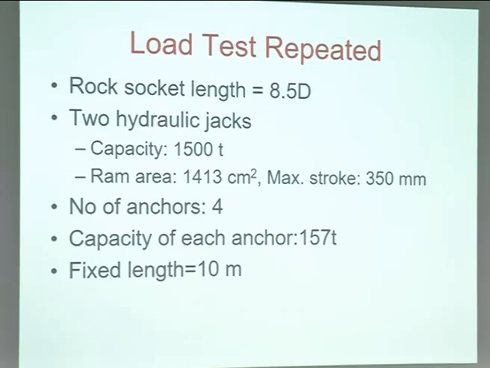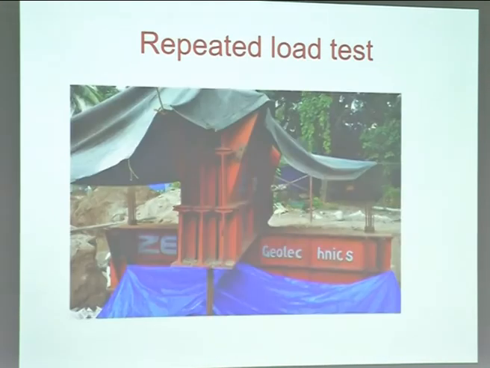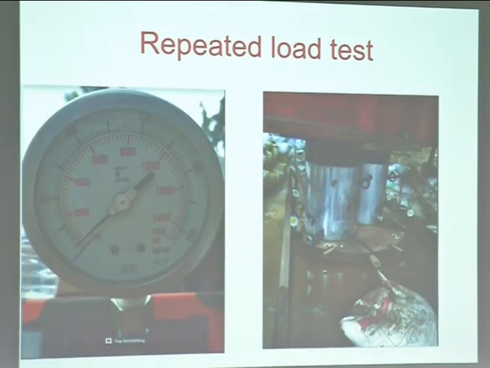If you see the repeated pile load test, this time the rock socket was increased to 8.5D. Of course, the codes clearly say a maximum rock socket of maybe 4 times D, but it all depends on your site conditions. So here 8.5D is the rock socketed depth. With this the pile load test was conducted, and now the settlement of the pile is hardly 6 millimeter. In the case of piles, 12 millimeter is considered the maximum settlement. Now 6 millimeter is the pile settlement.